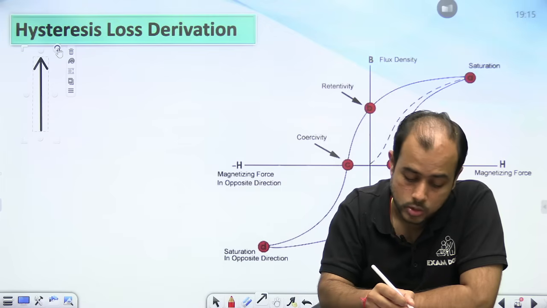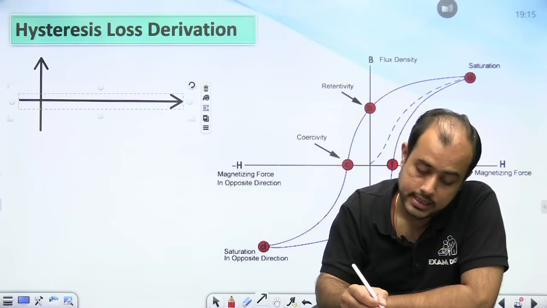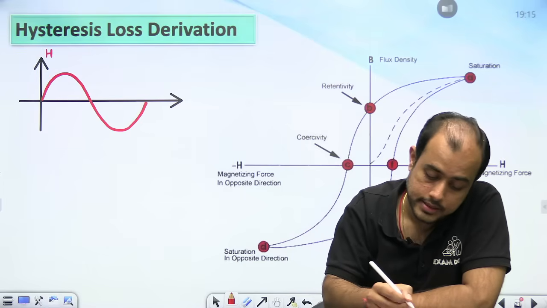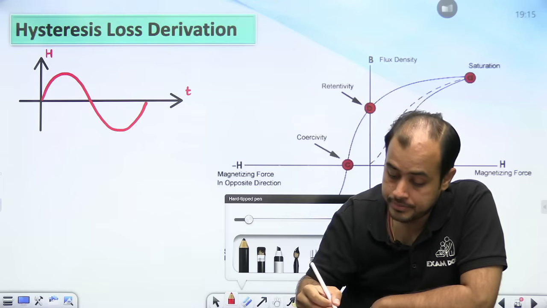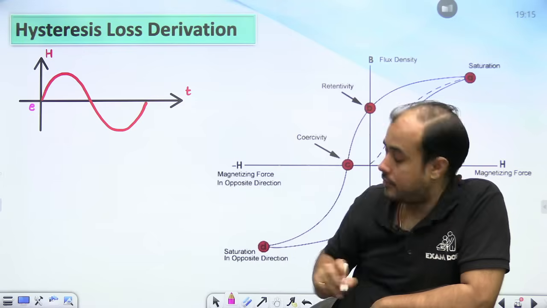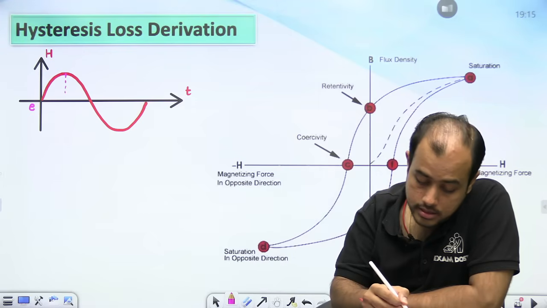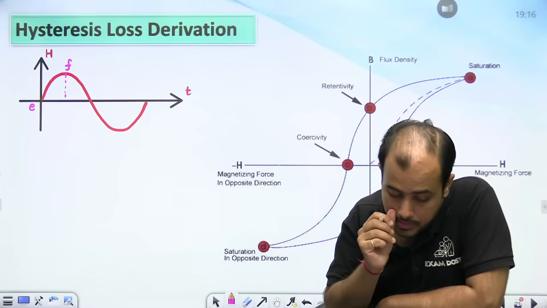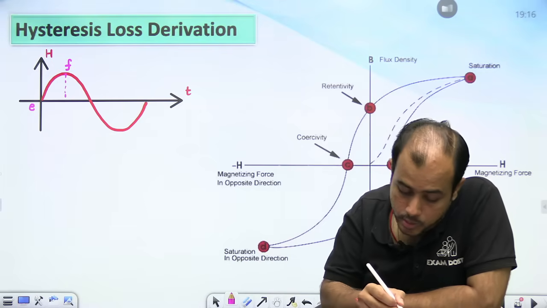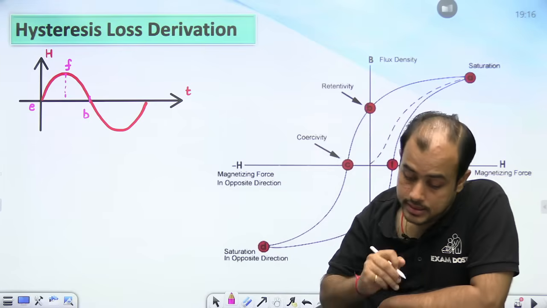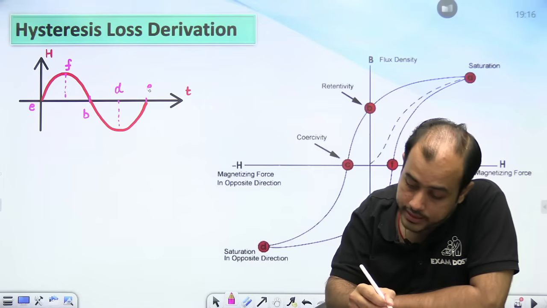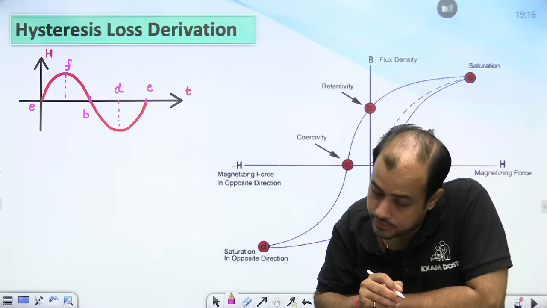So now beta, I will apply the sinusoidal flux density, or sinusoidal magnetic field like this. This is H versus T. ये H versus T का ग्राफ है. Okay. So this point is E, where H is 0. This point is F. Just a minute. H maximum, that is F. Yes. This point is B, where H is again 0. Then this point is D. Saturation in the reverse direction. Then again this point is... ये एक सेकेंड, E, F, ये A है.